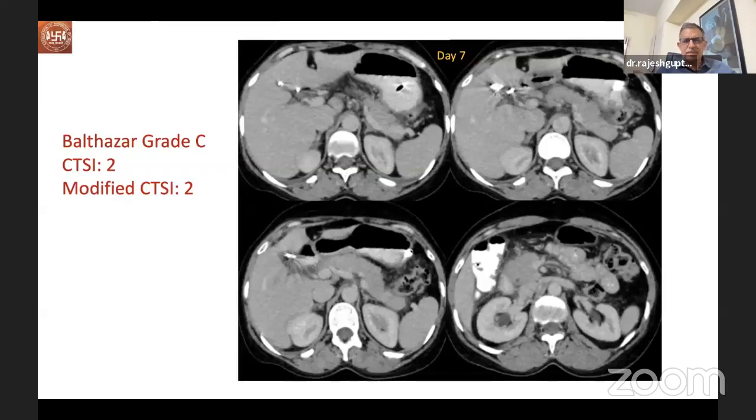So I'll give some examples of these scores and how there is a difference in the two scores. As we see, there is enlargement of the pancreas, and the peripancreatic fat is seen clearly all around. So this is Balthazar grade C or CTSI 2, and in the modified CTSI also the score is 2.